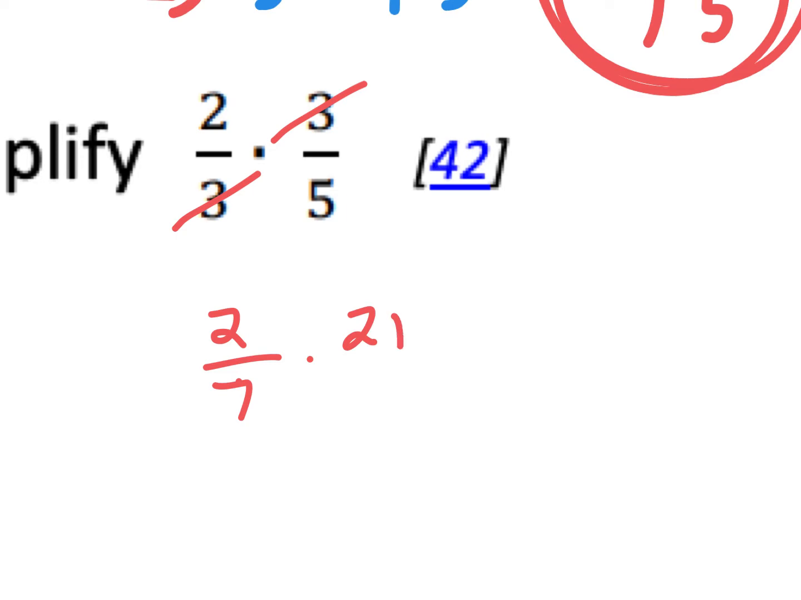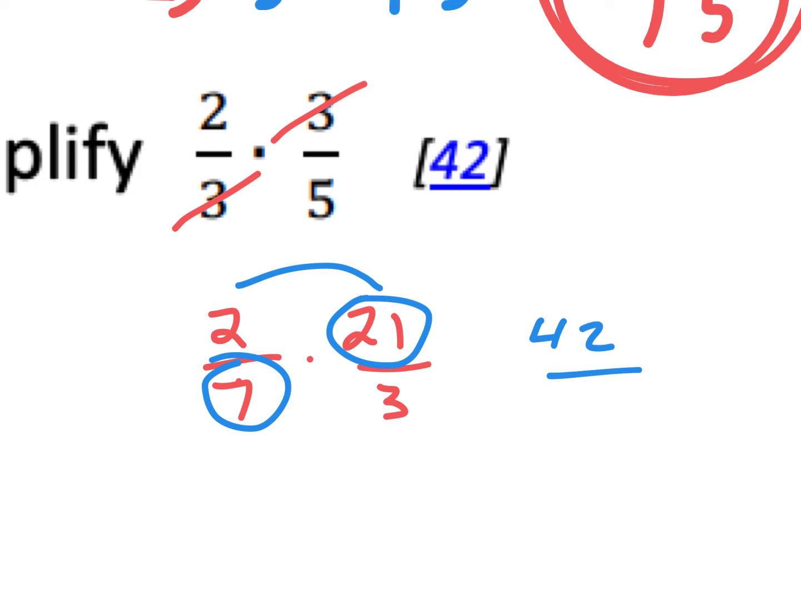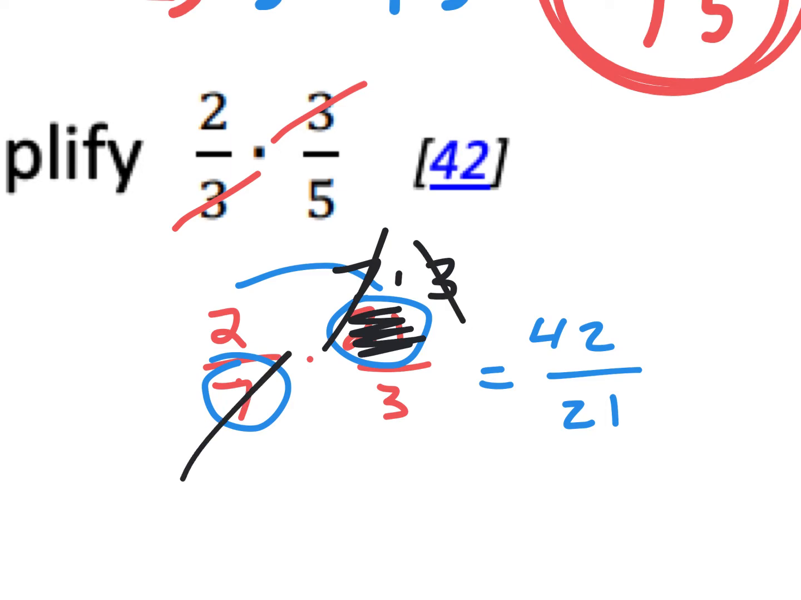2/7 times 21/3. And I hope you get that things like this can cancel each other, and it'd be really smart to do that instead of just blindly going 21 times 2 is 42, 7 times 3 is 21. There's a much smarter way to do this. You cancel early. This 21 could be 7 times 3, and then this 7 will cancel, and this 3 will cancel, and the answer is just 2. Yeah, this would have simplified to 2, but boy, if you can cancel early, it's much smarter.